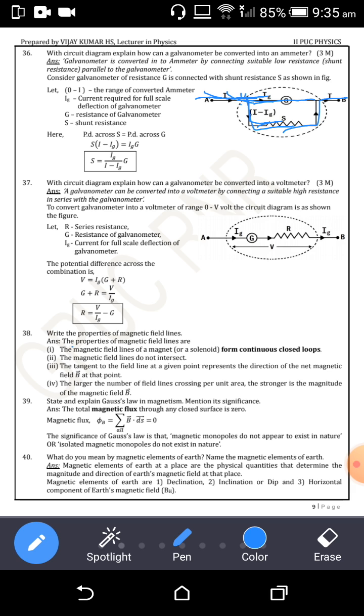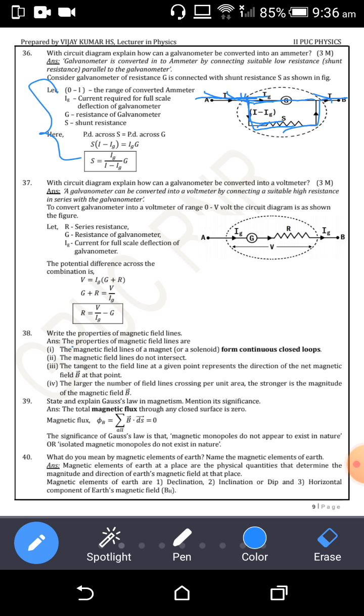This is how you convert a given galvanometer into an ammeter, by connecting a shunt resistance in parallel to the galvanometer. You can see it explained there: 0 to I is the range of the converted ammeter, Ig is the current required for full scale deflection of the galvanometer, G is the resistance of the galvanometer and S is the shunt resistance. Don't worry much about this, we are going to study it in the practical.